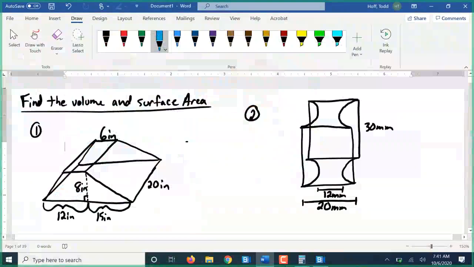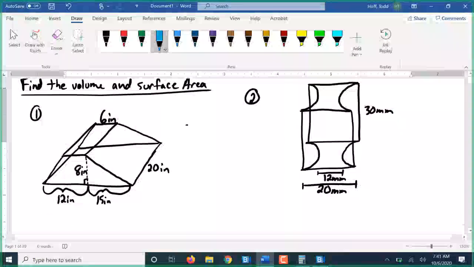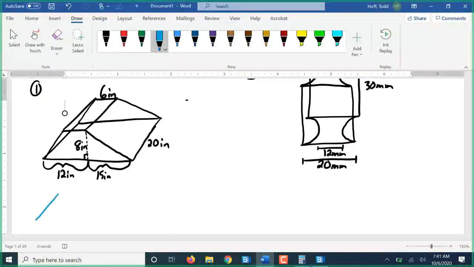Let's take a look and see how these are going. Both of these are kind of tough problems. To help out, sometimes it helps to pull the base out and draw it separately. So for number one here, our base is a trapezoid.